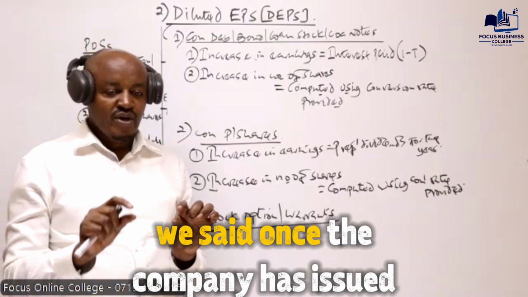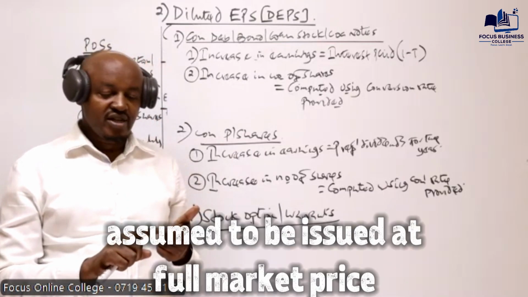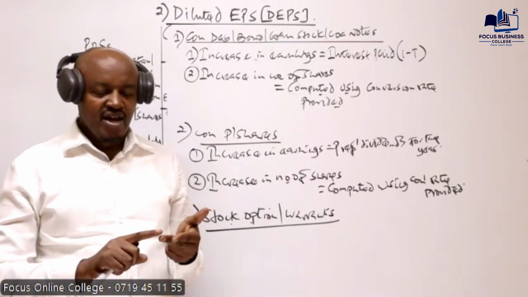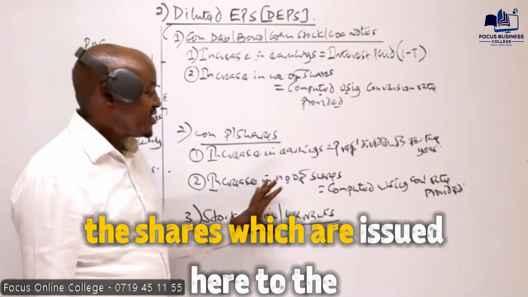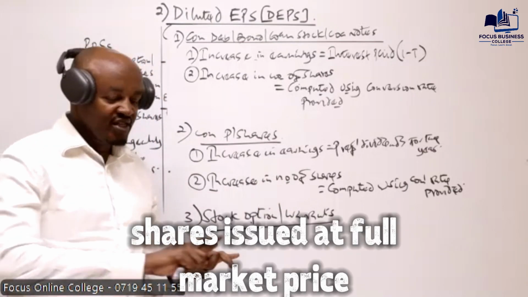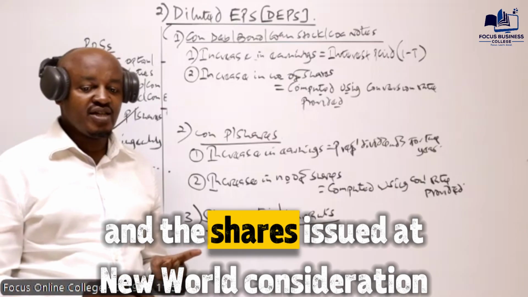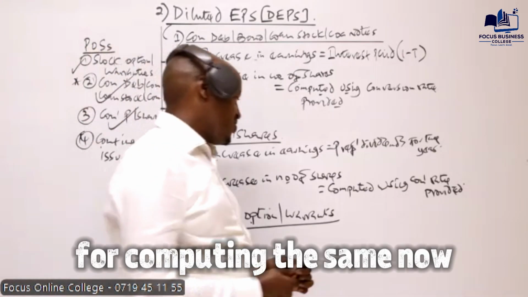We said once the company has issued shares at a price below the market price, some of the shares are assumed to be issued at full market price, others are assumed to be issued free of charge. And therefore, the shares issued here to the employees will be split into two: shares issued at full market price and shares issued at nil consideration. And I think I gave you the formulas for computing the same.